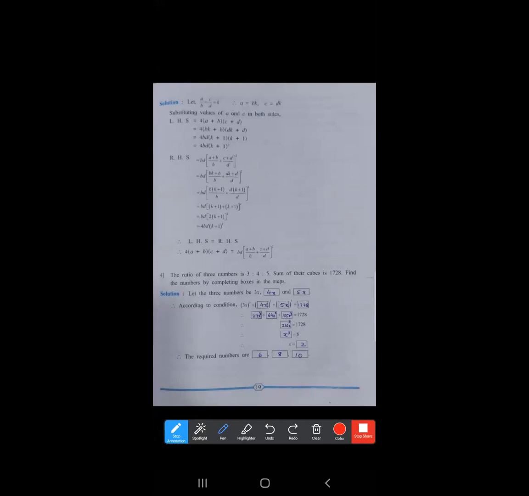Among that, the fourth question is an activity based question on page number 19. The ratio of three numbers is 3:4:5. Okay, now we are moving to the next chapter, the 4th chapter, and now we will be solving practical and example based questions on ratio and proportion.